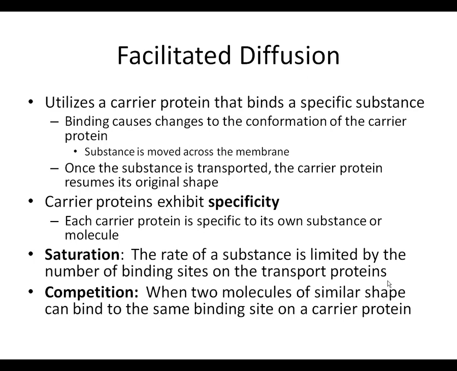Competition is basically when you have two molecules that have a very similar shape that can bind to the same binding site of a protein. So if I've got molecule A and molecule B, and they look a lot alike and they both fit into the binding site of the carrier protein, it's whoever gets there first, and that's going to be the molecule that gets carried across the protein, or excuse me, across the membrane.